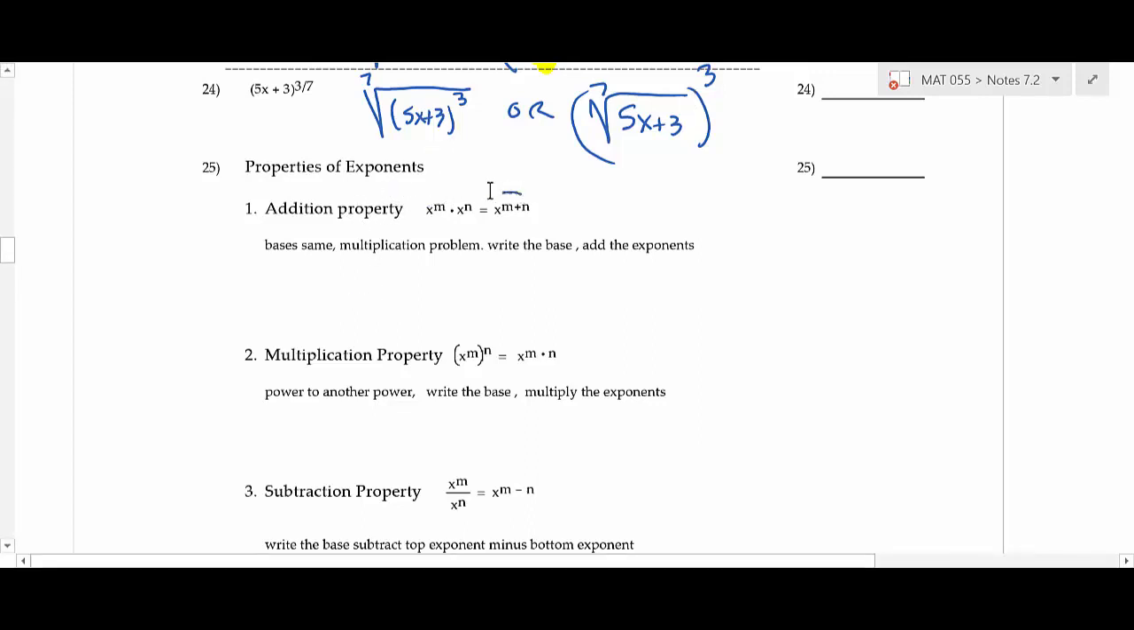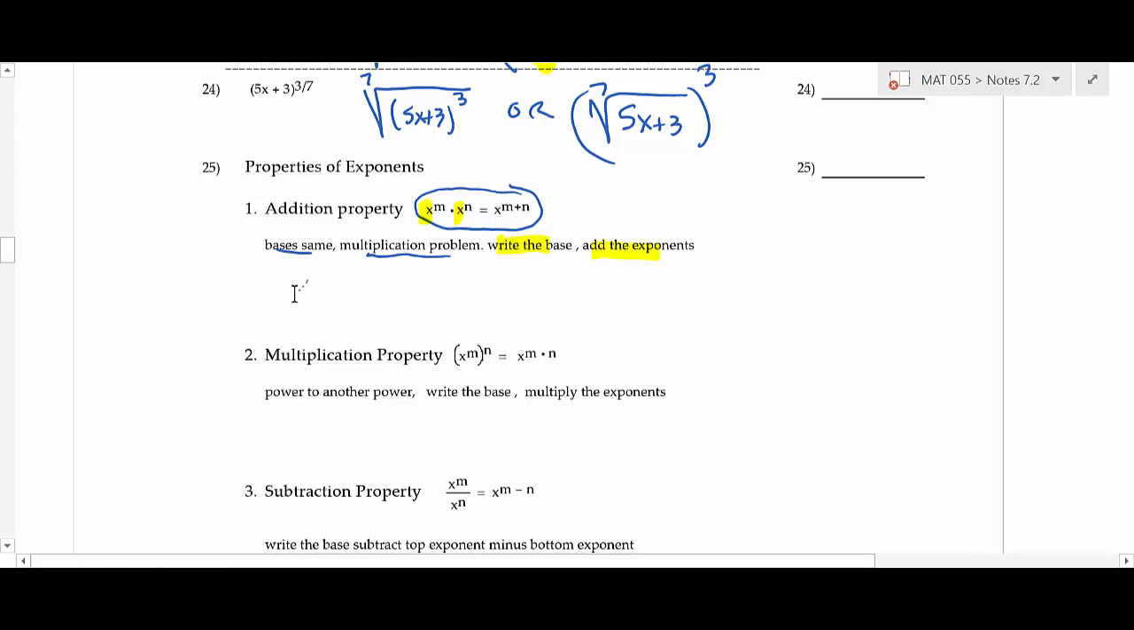Okay, the addition property, we've done this all semester, over and over again. What it says is if you have a multiplication problem and the bases are the same, the bases are these things I'm highlighting, then you write the base and you add the exponents. This is something that's not new to you.